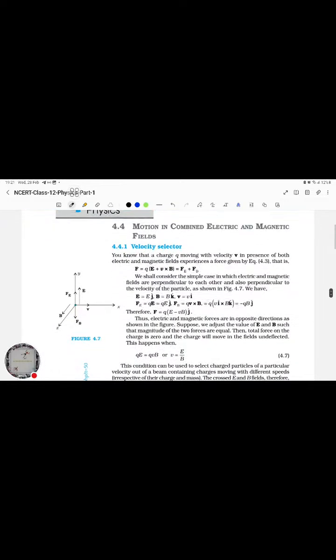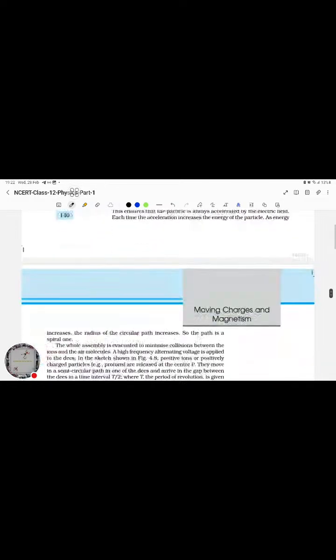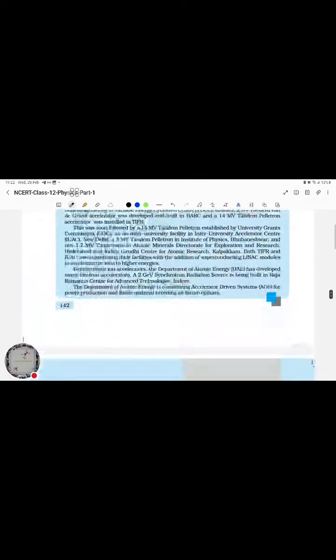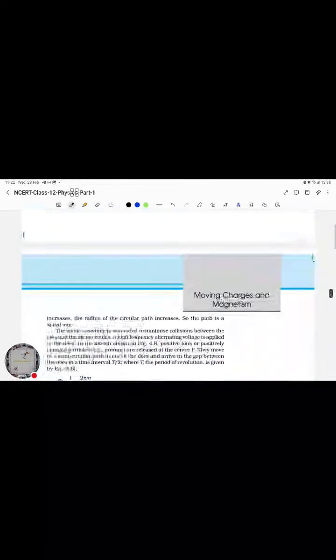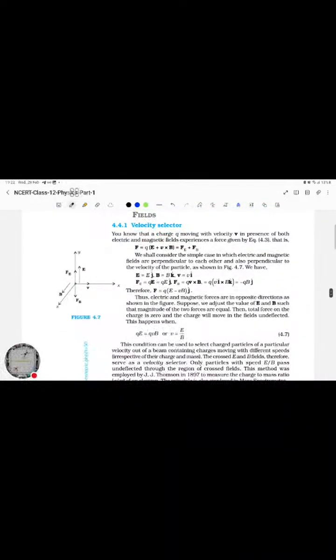Okay. So, motion in combined electric and magnetic fields. As we have seen the motion in pure magnetic fields, now we'll encounter motion in combined electric and magnetic fields. I don't think we have cyclotron, so that's not going to be a big matter of concern. Then we'll directly enter into the magnetic field due to current element, Biot-Savart's law. Okay. So first we'll see this velocity selector.